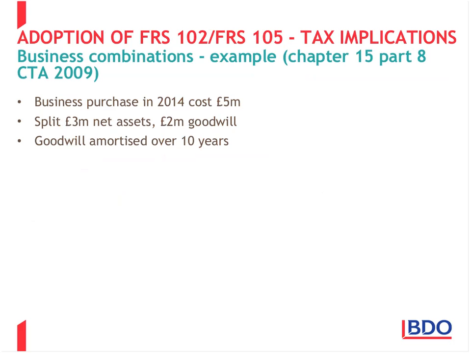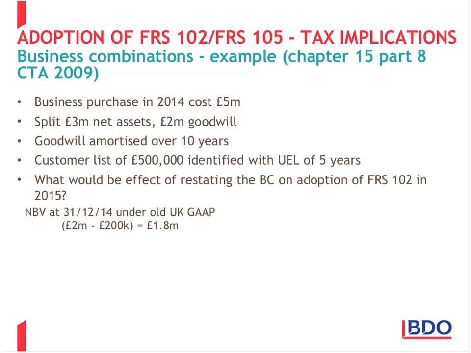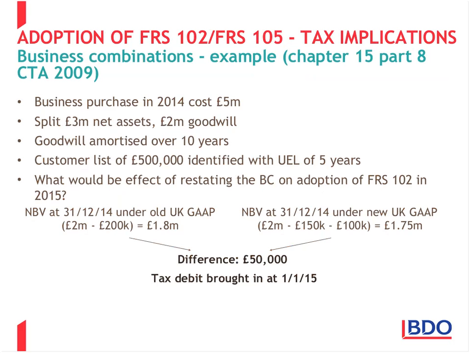So let's look at an example. A business was purchased in 2014. It cost £5 million. That £5 million was split into £3 million of net assets that are identifiable and a balance of £2 million for goodwill. The goodwill is amortised over 10 years. Included in that £2 million is a customer list valued at £500,000, which has a useful economic life of only 5 years.